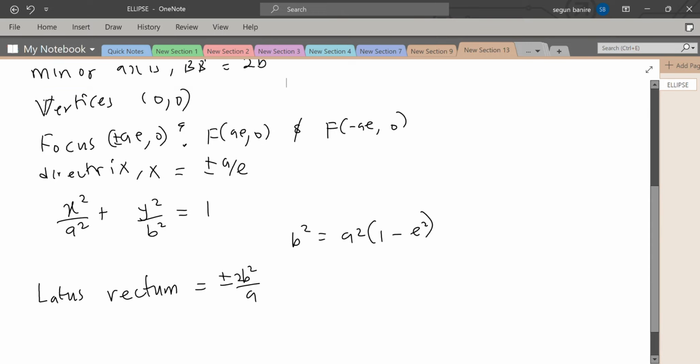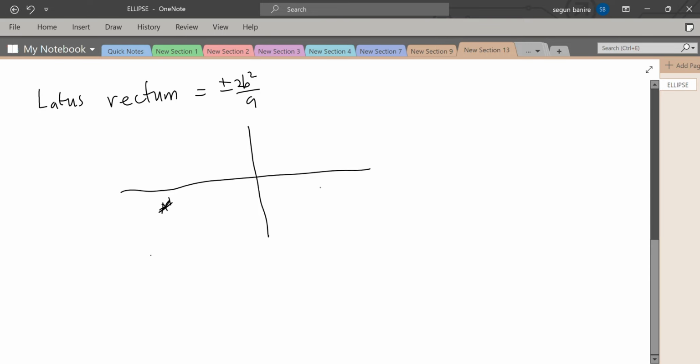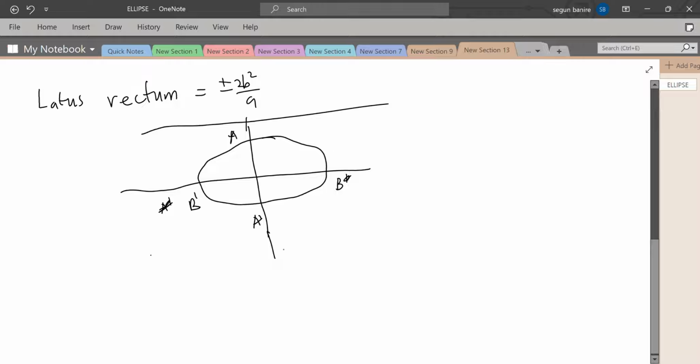So what other thing do I need to add? Sometimes the A could shift to this part. Sorry, B, then B prime, A, then A prime. So the A could shift to the y-axis. So your directrix will lie on this part. Your focus will also lie on that part. This will be your points. So to go like this.